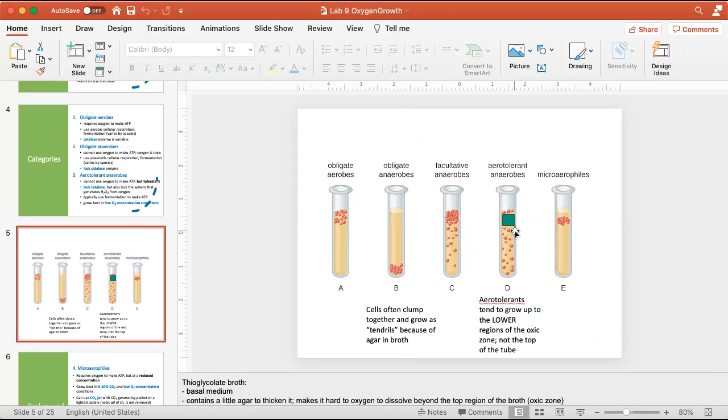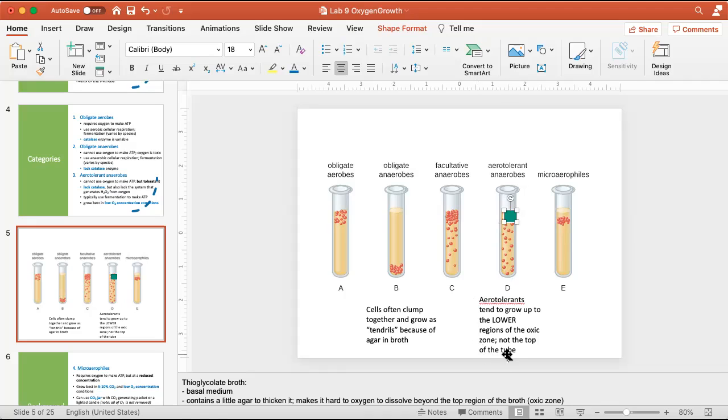So if you look at this tube, first of all, you'll notice this strange green square right here. I'll show you the way the artist drew the tube. The artist showed that the cells are evenly dispersed all the way up and down this tube. But in my experience, this is not accurate. In my experience, you just don't see growth up at the top, at least not in any significant amount. You'll see it through the rest of the tube, but not way up at the top.